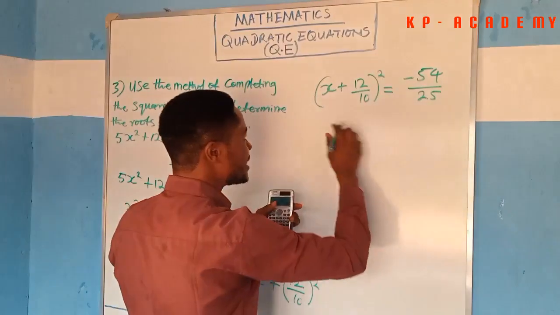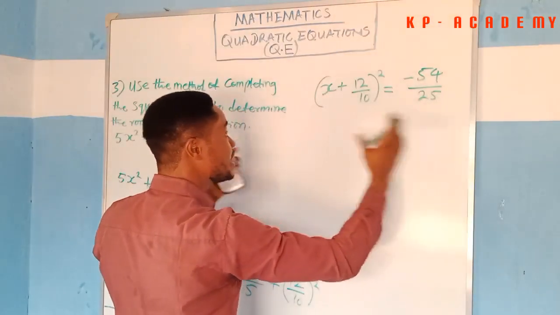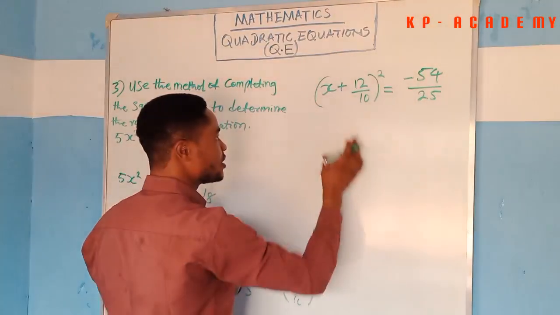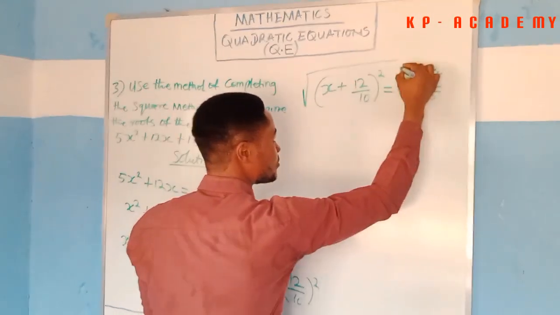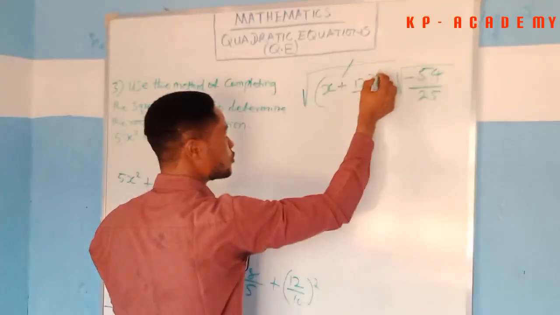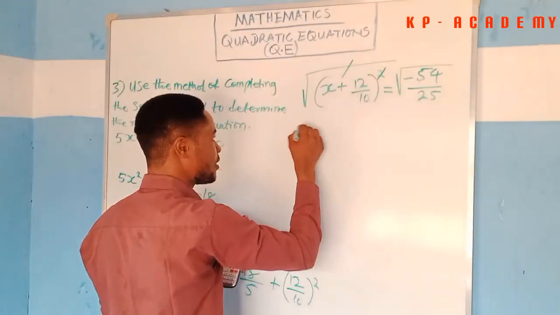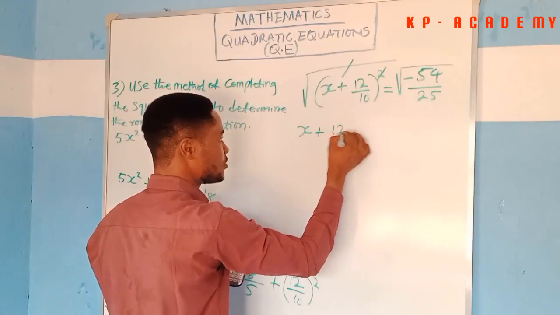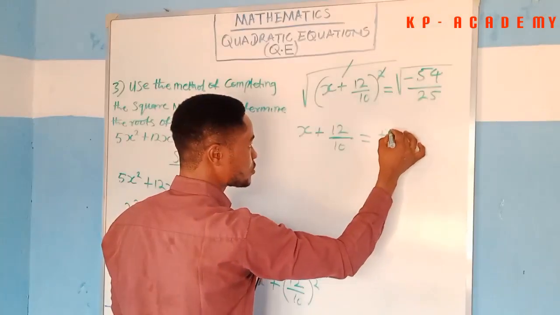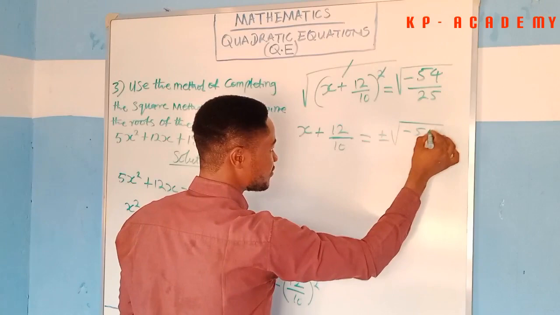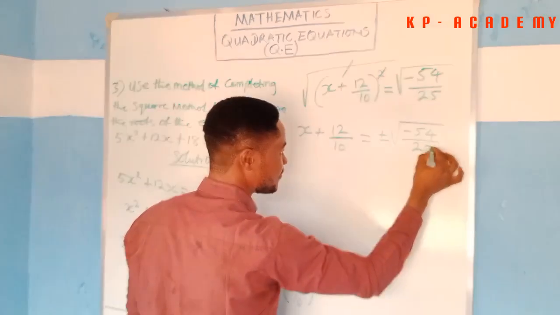So the next thing to be done now is to take the square root of both sides. If I take the square root of both sides, it will give me something like this. Now this square root will cancel this square here. Therefore, x plus 12 over 10 will be equal to plus or minus the square root of minus 54 all over 25.